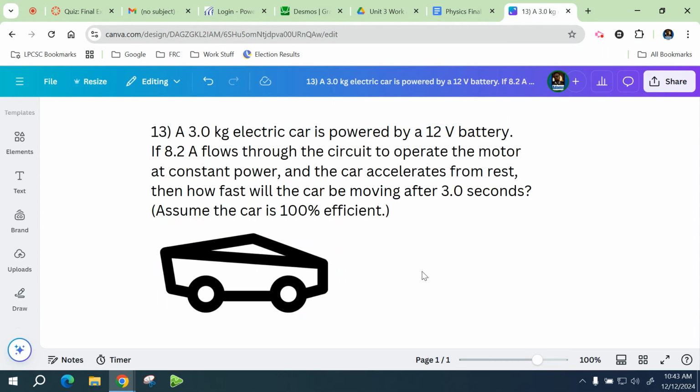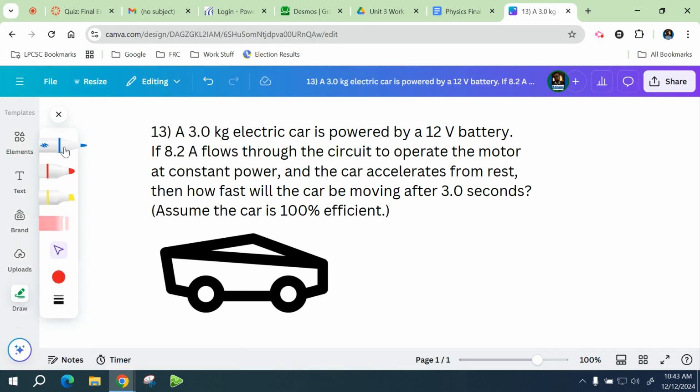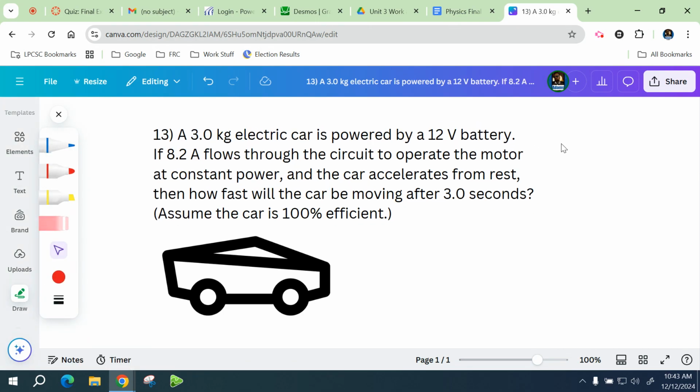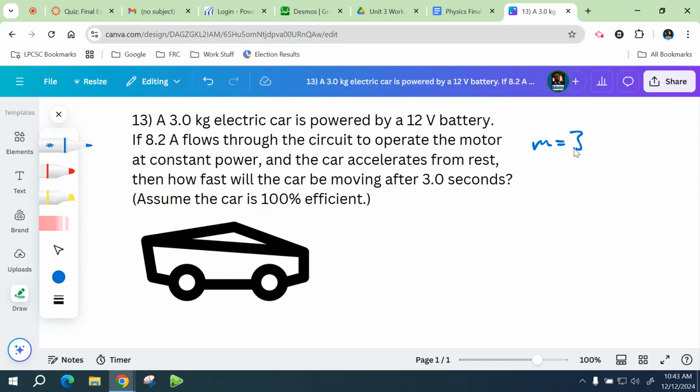All right, so the first thing that we need to do is list what we know. So we know a couple of things. We know the mass. They give us the mass. So the mass is equal to 3 kilograms.